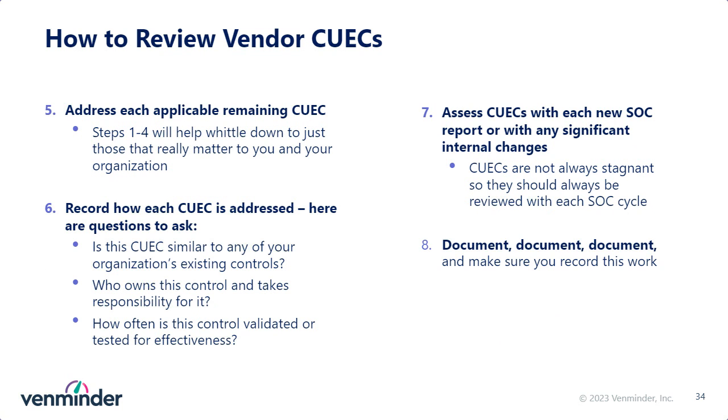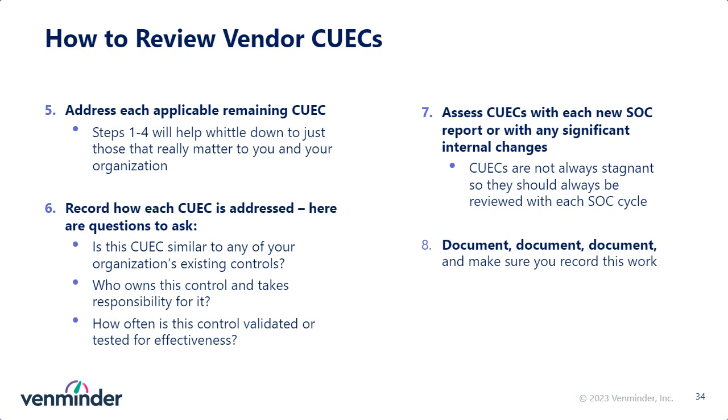So steps 1 through 4 are going to help you whittle down to just the ones that really matter to you. Which ones are applicable to you in your organization. And those are the ones that you want to address. Once you've gotten that list situated, you want to record how they are addressed. And here are some questions you can ask yourself. Is the CUE similar to any of your organization's existing controls? This goes back to a previous point. Who owns that control? How often is that control validated or tested for effectiveness?